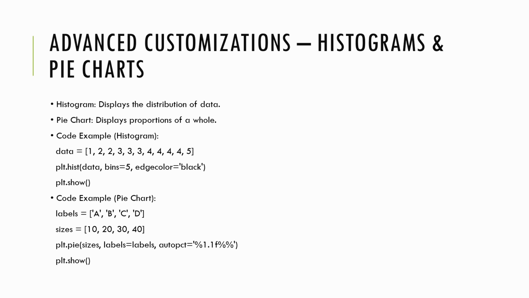Let's look at some more advanced customizations. Histograms are used to display the distribution of data, and pie charts are great for visualizing proportions. In the example, we plot a histogram to show the distribution of data points and a pie chart to visualize the percentage breakdown of categories.